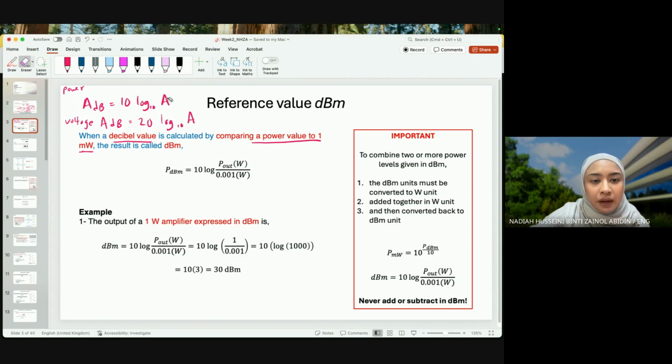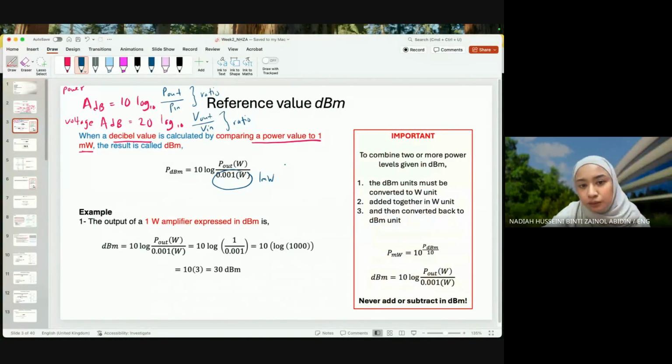Previously, what we were comparing to, let me rewrite this, this was P out over P in. And this was V out over V in. This is a ratio of output versus input. This is also a ratio of P out versus P in. Now this is also a ratio, but the ratio is with 1 milliwatt. So P out versus 1 milliwatt gives you dBm.